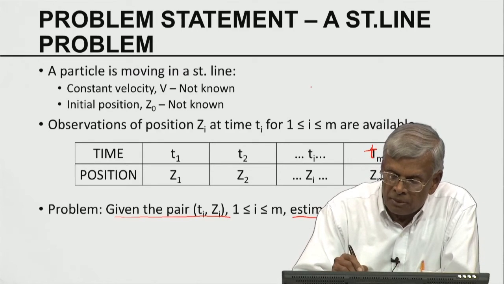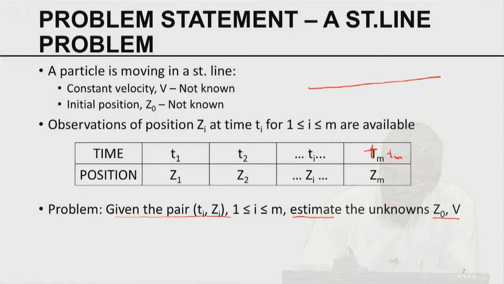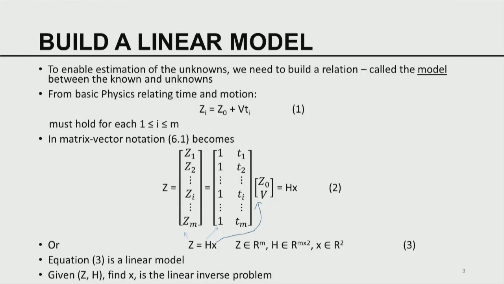So, you can conjure up the picture like this, it is moving in a straight line, it started at the position z naught, it is traveling at the velocity v, this is z1, this is z2, this is zi, this is zm, and these positions are at t1, t2, ti, tm. We can only observe the position of the particle at various times. We do not know the velocity, we do not know the position it started. We would like to be able to estimate the velocity and the position knowing a bunch of m observations. That is the problem. Why is this called an inverse problem? Let us talk about it in a moment.